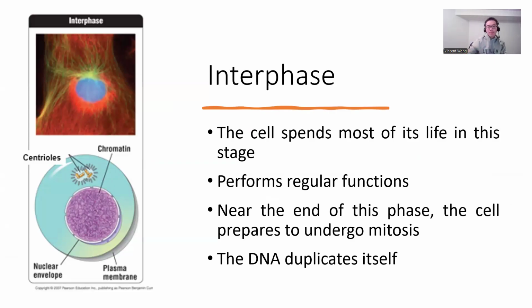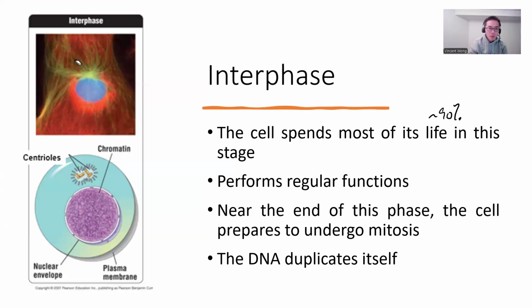here is some more note about interphase. Like I said, the cell spends most of its life, about 90% of its time, at this stage. Once it divides, then it completes the cell cycle, and then we start counting it as a new life, right? It performs regular function, and near the end of this phase, the cell prepares to undergo mitosis, and then the DNA duplicates itself, right?